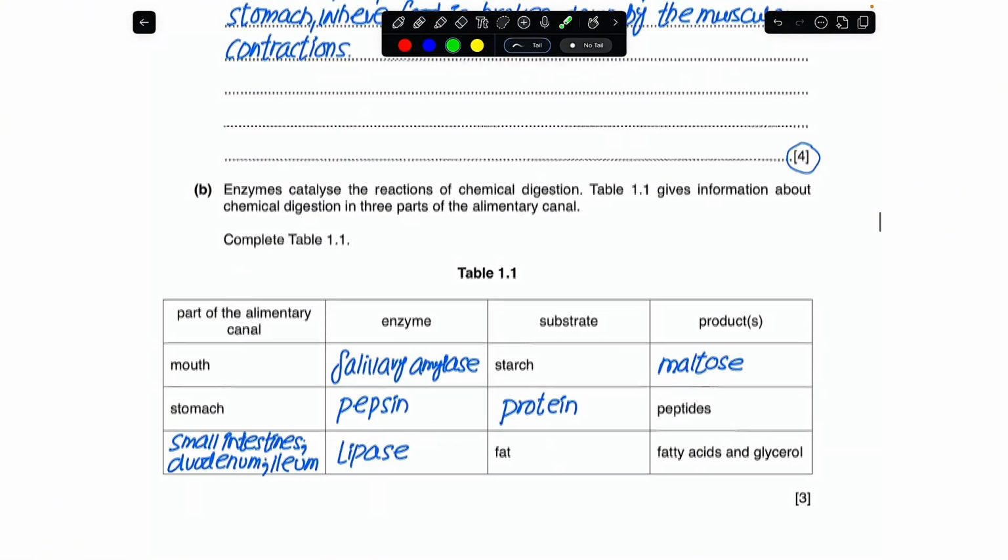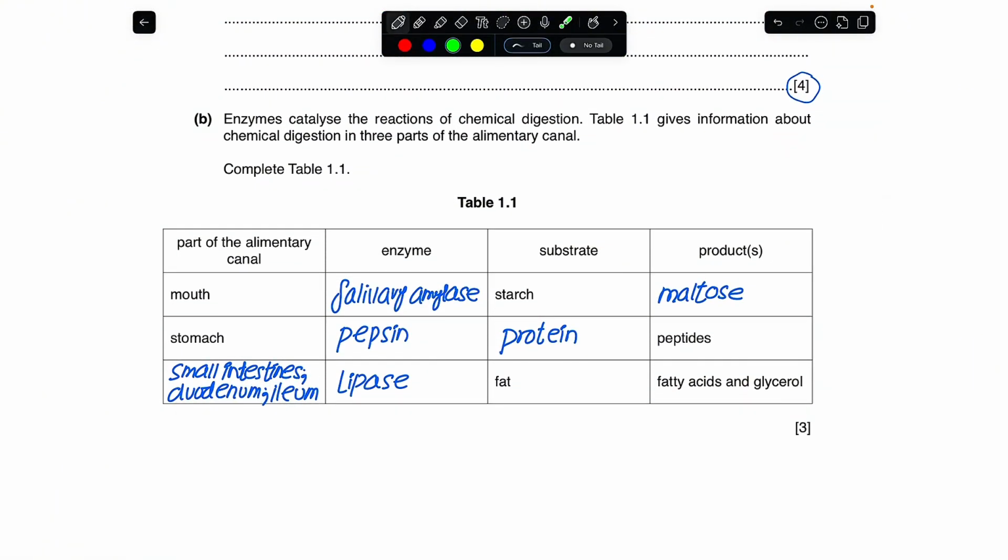If I were to take you to the B part, the marks were 3, and this is testing your evaluation in terms of the enzymes that are responsible for chemical digestion. They themselves say that enzymes catalyze the reactions of chemical digestion. They have given you table 1.1, and that is giving you the information about the chemical digestion that happens in the 3 parts of the alimentary canal. So if I were to just look at the table, the first part they have given us is the mouth, and they say that the substrate that we have got is the starch, and they're asking the name of the enzyme for it.